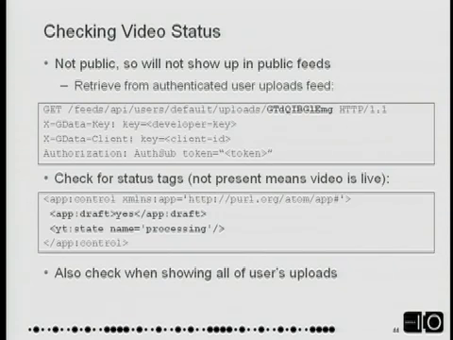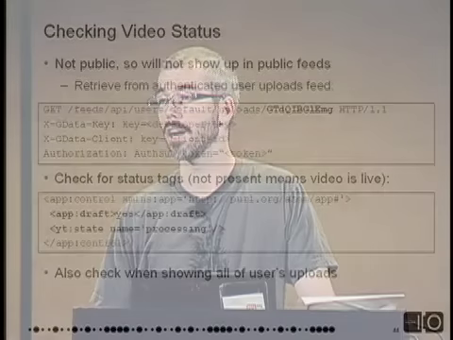We gave you the ID already, and you can retrieve it. And you want to look for the app:draft tag, which is going to say that this video is not actually published yet. It's still being processed. Alternately, the state there, instead of processing, could be rejected or failed. So a video can be rejected for a variety of reasons.